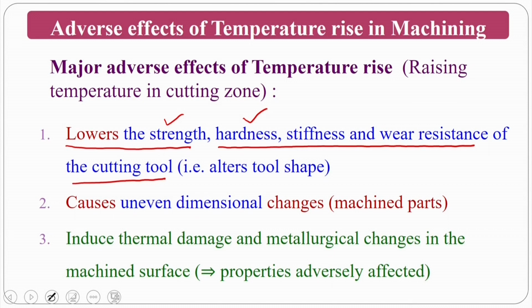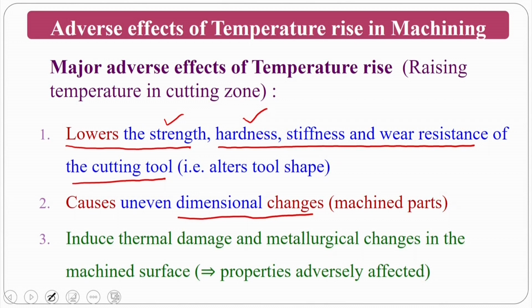Okay. Causes uneven dimensional changes. Whenever the temperature is very high, what will happen? Workpieces also may have a tendency to increase their dimensions by nanometers or sometimes micrometers, whenever the thermal conductivity of the workpiece material is very high.